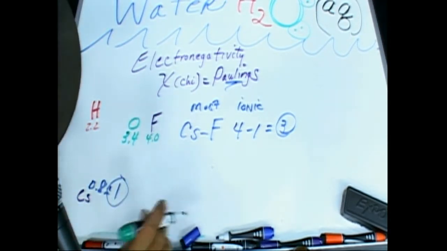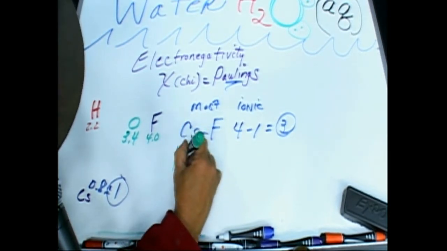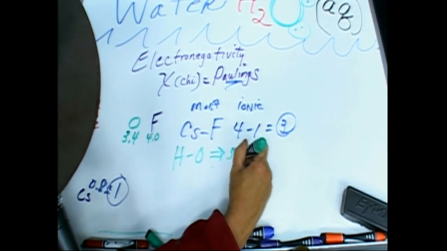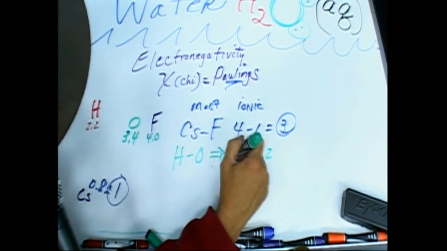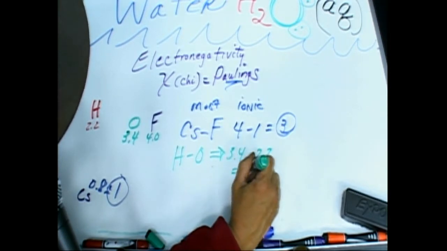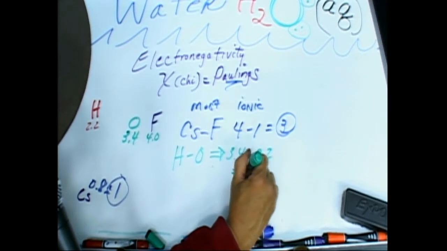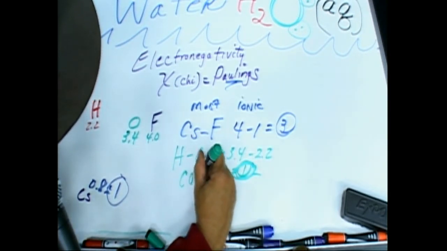So for water, this is the breaking point here. We have H2O. It's an H to an O bond we're talking about here. So that's oxygen at 3.4 minus 2.2, which equals 1.2. So call it about 1. A difference of 1 is called a covalent bond.